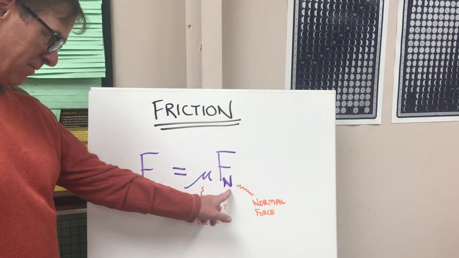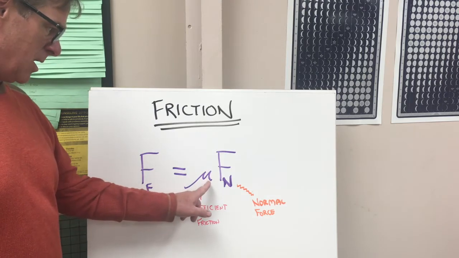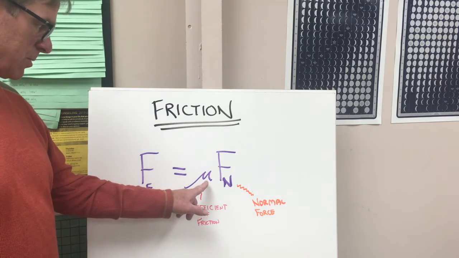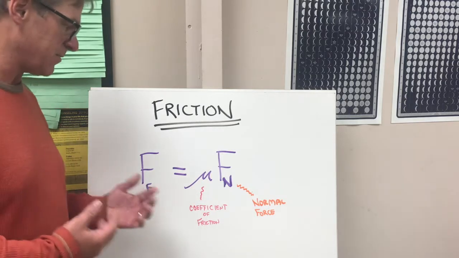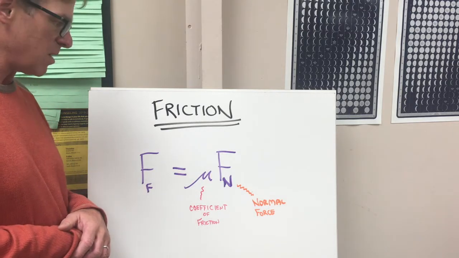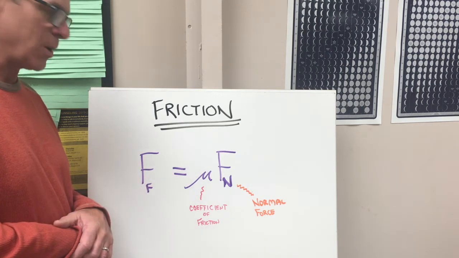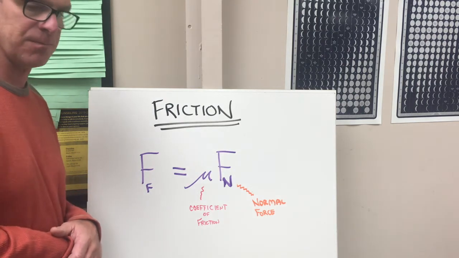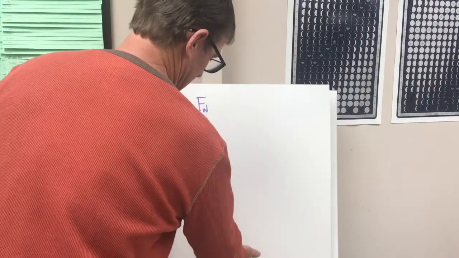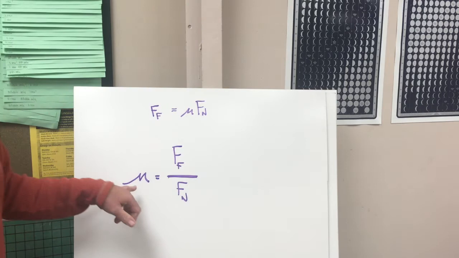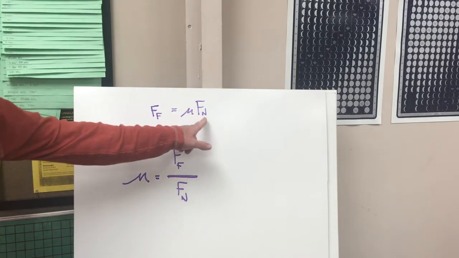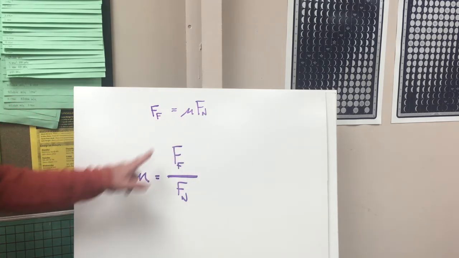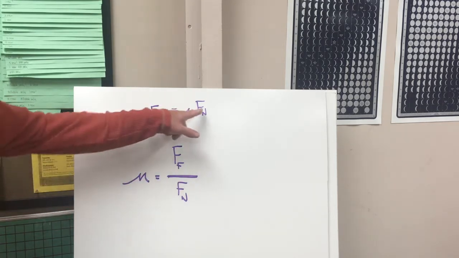So if we increase the normal force, we get more friction. If we make two surfaces more rough with respect to each other, which would increase mu, the coefficient of friction, that would increase friction. Let's go ahead and solve this equation for mu and do a quick experiment. Some books actually introduce mu this way and tell you that it's a ratio between two forces. If we divide both sides by Fn, we get mu by itself equals Ff over Fn.